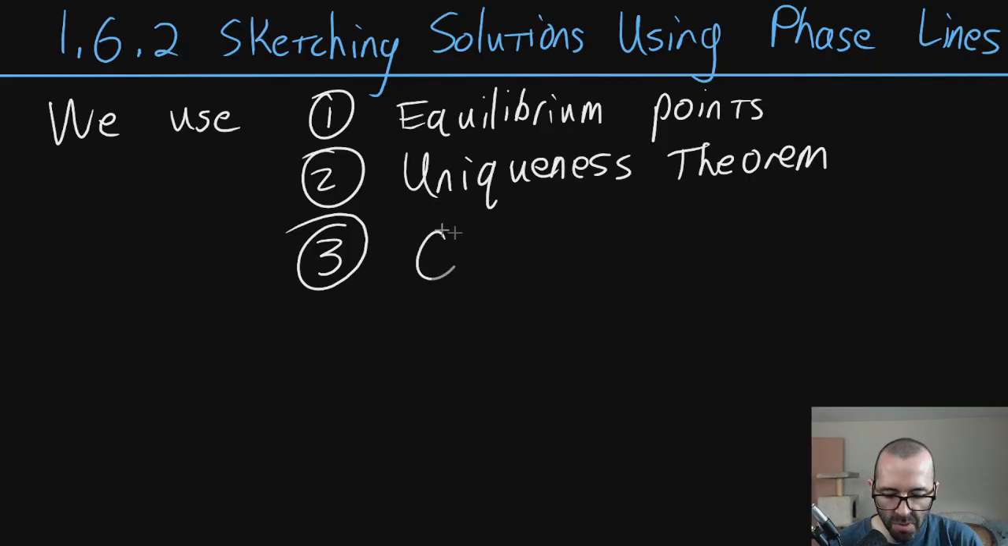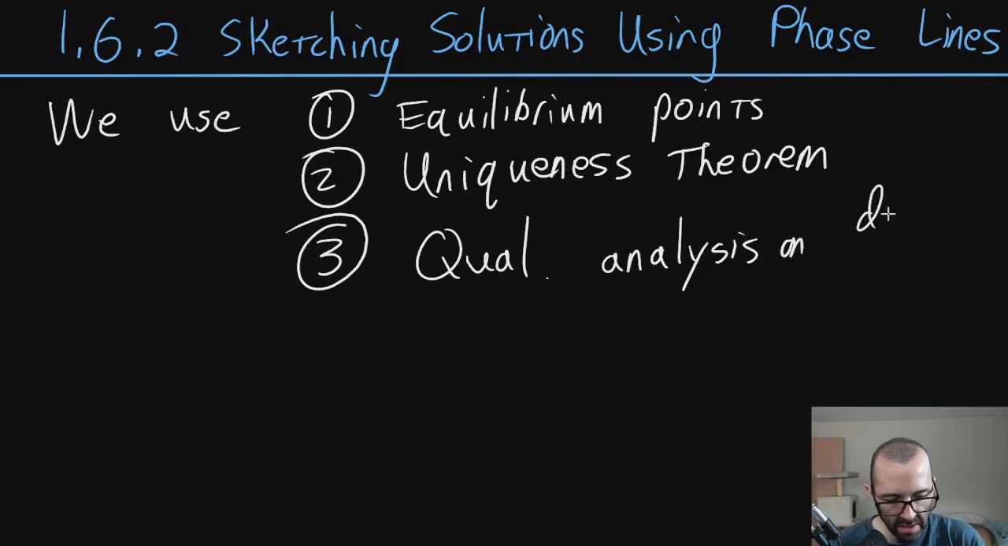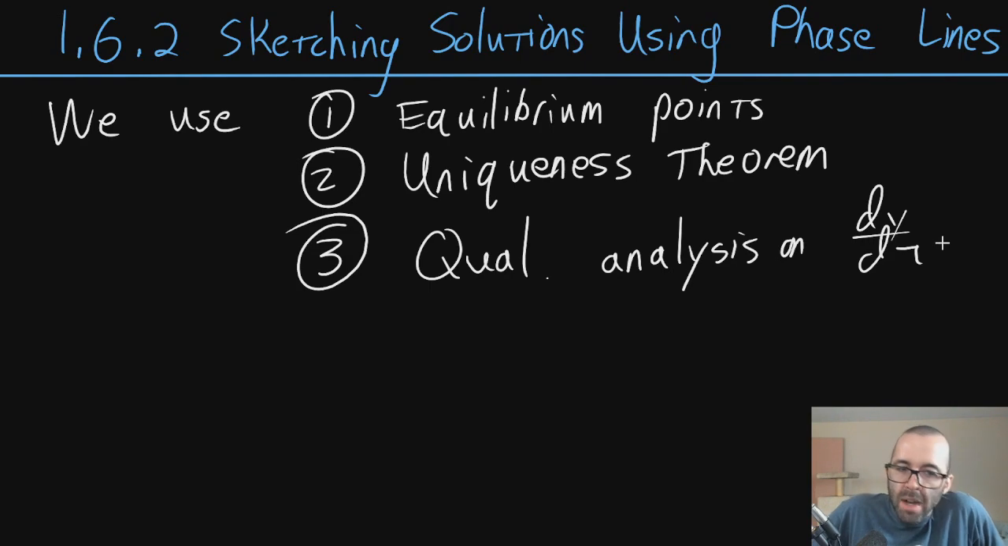And finally, we're going to use some qualitative analysis on the derivative. We're going to be thinking about, is dy/dt positive? Is it negative? Is it big? Is it small? How do we know what it is? That information is not in the phase line, but we will have the function itself. So these are the three things that we're going to use, and we're going to sketch some solutions using phase lines. So let's get started.